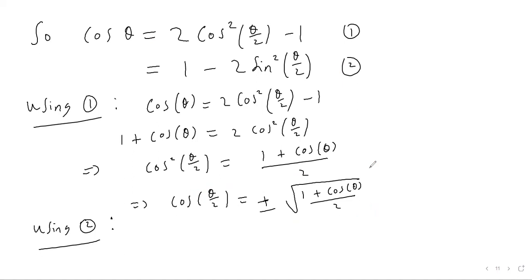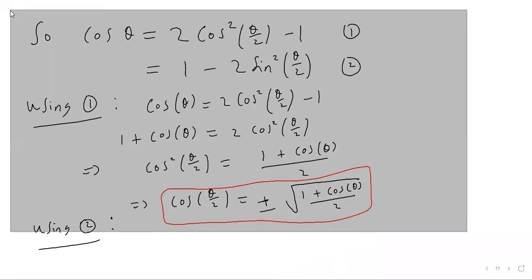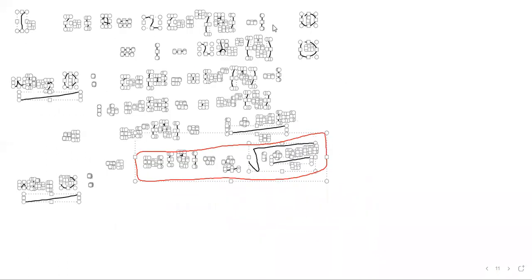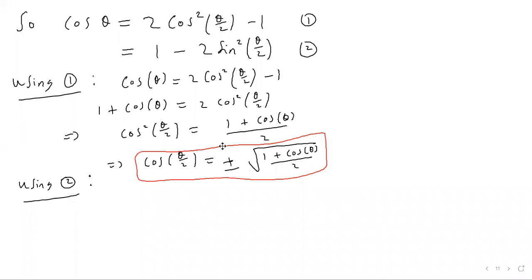So cos of a half theta is equal to plus or minus the square root of 1 plus cos theta over 2. And then we can do a very similar thing to work out the sine half angle formula. So that's the cos half angle formula, but we can now work out the sine one.